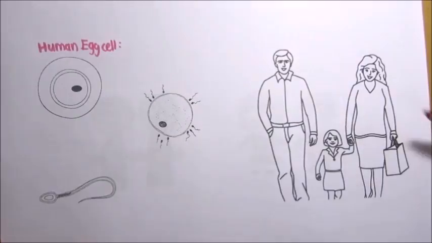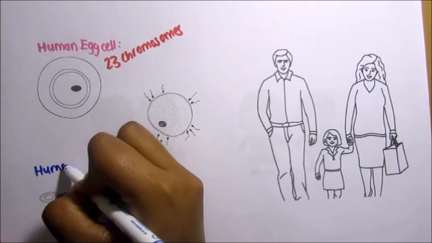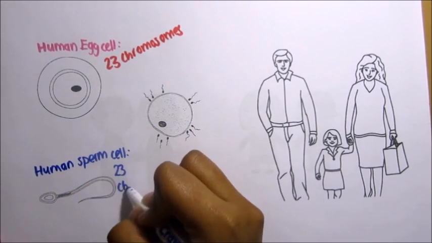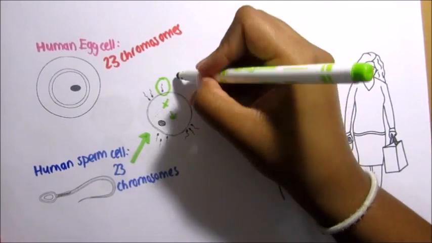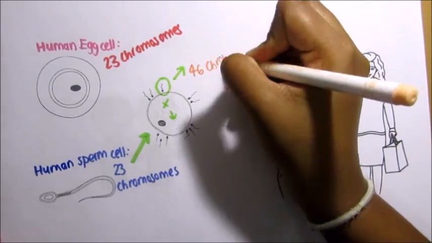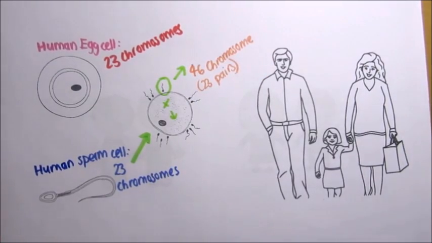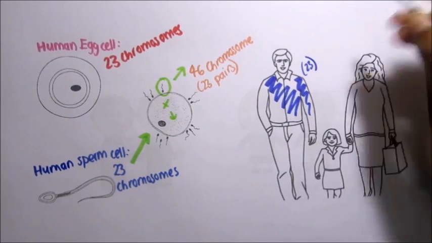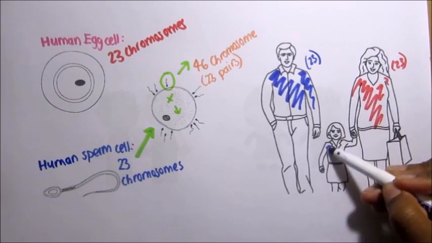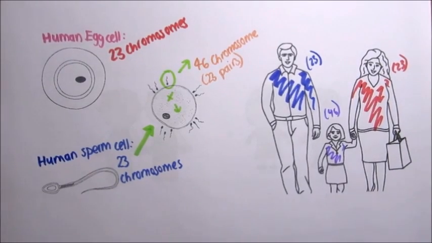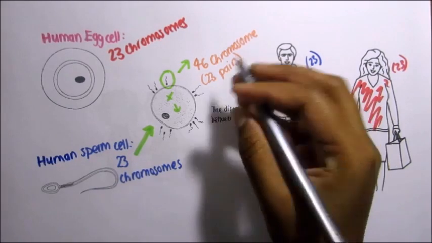A human egg cell has 23 chromosomes. Not 23 pairs and 46 chromosomes, but only 23 chromosomes. The same as with a human sperm cell. When the egg cell and the sperm cell come together during the process of fertilization, they form a newly fertilized egg, i.e. a zygote, which contains 46 chromosomes, i.e. 23 pairs. This means that 23 of your chromosomes come from your dad and 23 from your mum, making you have 46. The differences between individuals of the same species are described as variations.